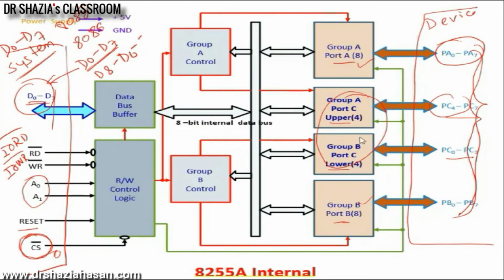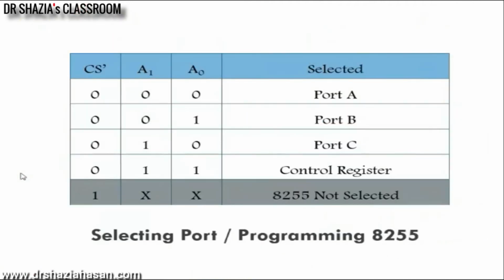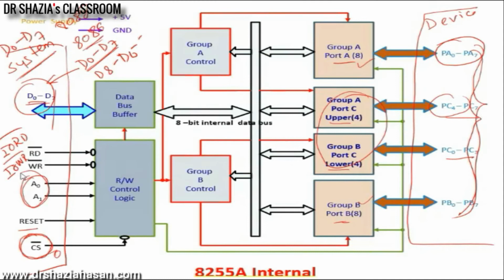Now when we are talking about these ports, this is your device side. You can connect 8-bit devices or 4-bit devices to them, or even 8 LEDs, 8 switches. We'll come to the next slide to see what these address lines do. Wherever you have connected any address line from the microprocessor side, A0 and A1, I'm writing, are with respect to the 8255, not with respect to the processor.